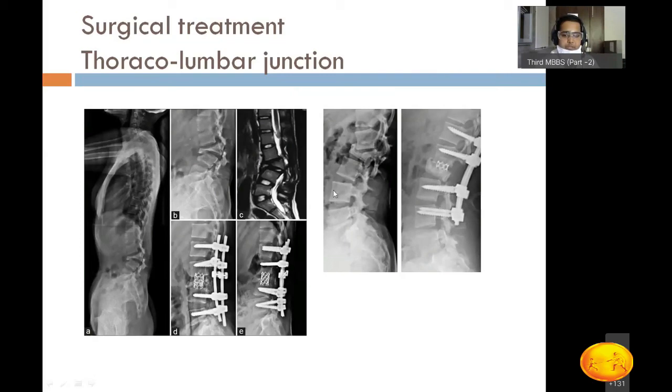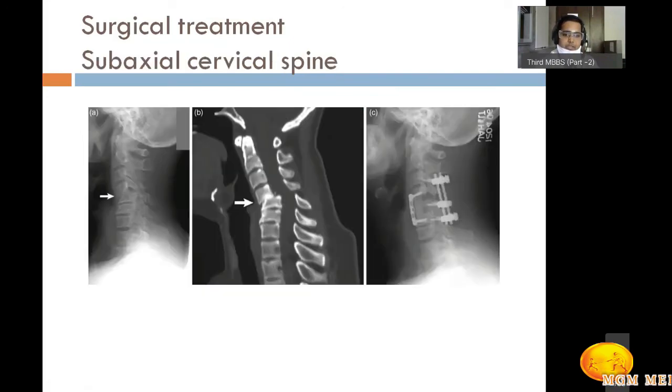Similarly, if you see, this is a patient with fracture dislocation. Again, the anterior column height is reduced, which is recreated with a cage, and the posterior column height, which was increased, is being reduced with the help of pedicle screws and rods. So this is one type of example of a surgery at the thoracolumbar or lumbar region.